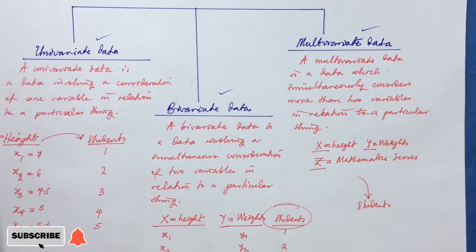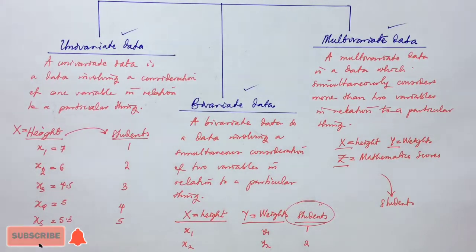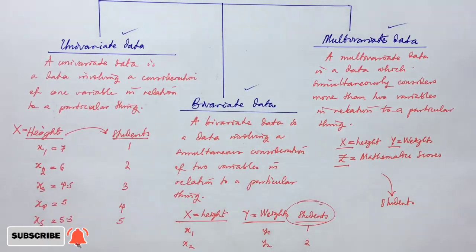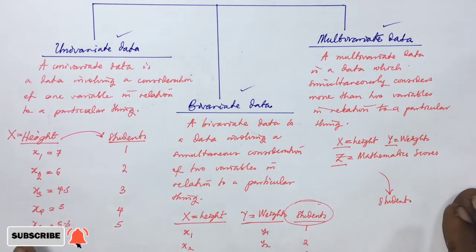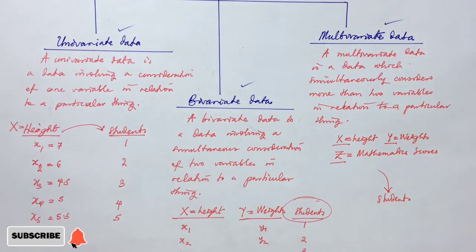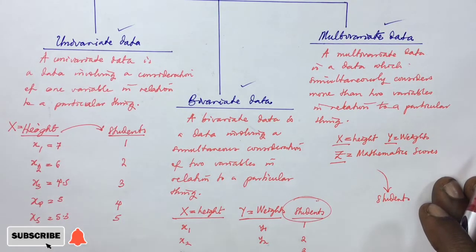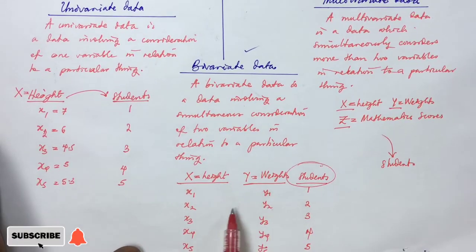Let us now progress. Let us quickly look at it again. What is a univariate data? It is a data involving the consideration of one variable in relation to a particular thing. What is a bivariate data? It is a data involving the simultaneous consideration, simultaneous in the sense that you are considering both of them at once, of two variables in relation to a particular thing. And I've given you illustrations in this case.